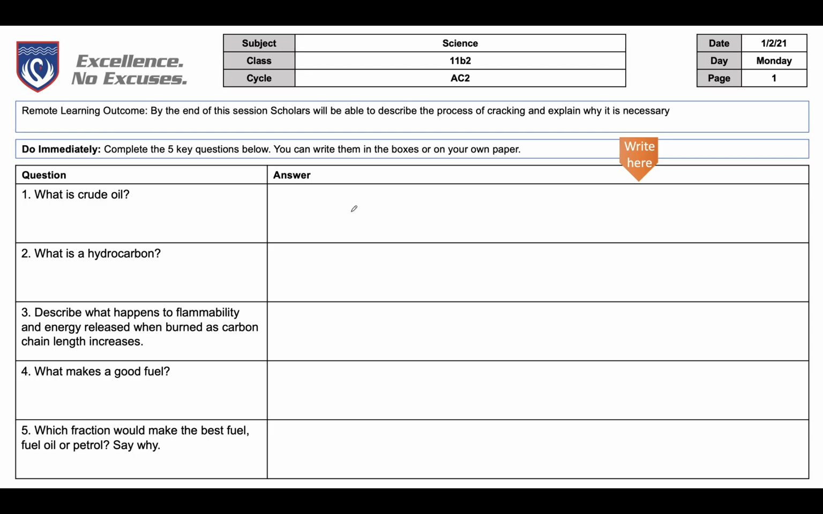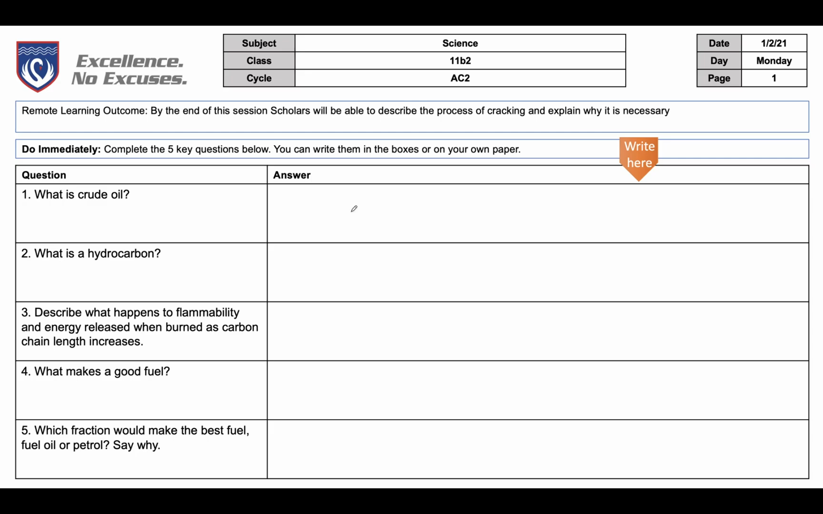Okay, so question 1 asked us what is crude oil, and all we need to do is say that crude oil is a mixture of hydrocarbons. A hydrocarbon is a compound that contains hydrogen and carbon only.